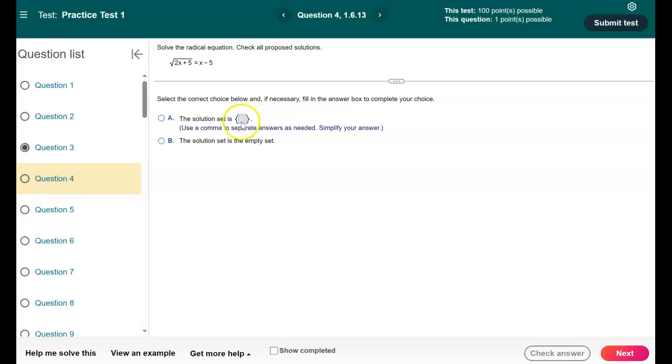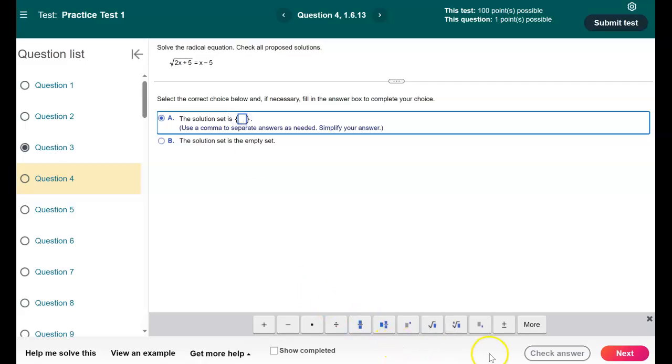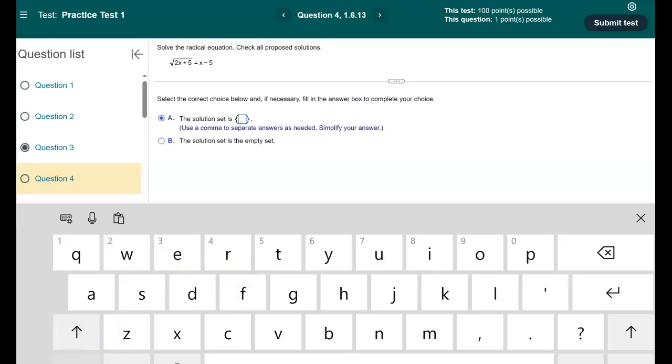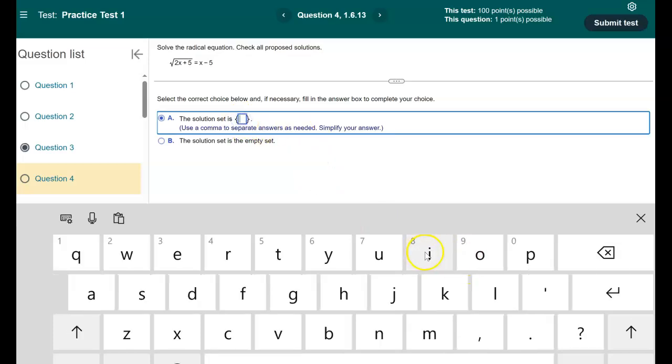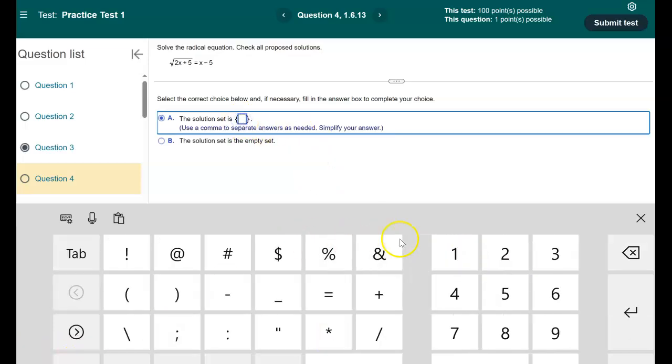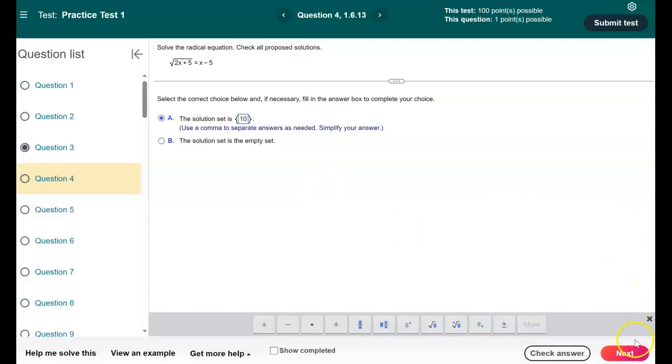Then you go back to the problem here, and then you would choose A, and then you would write the solution here, which is the number here. In this case, we got a 10. So you have 10. Oops, write that down. So we have 10. All right, and then you can check your answer.